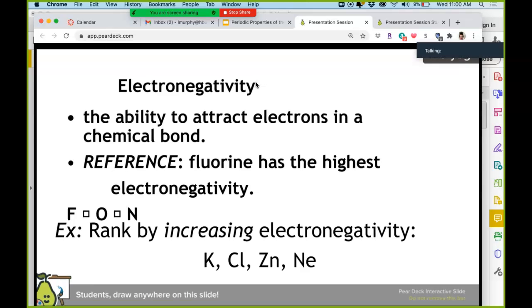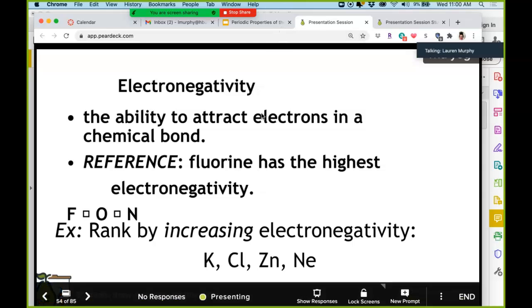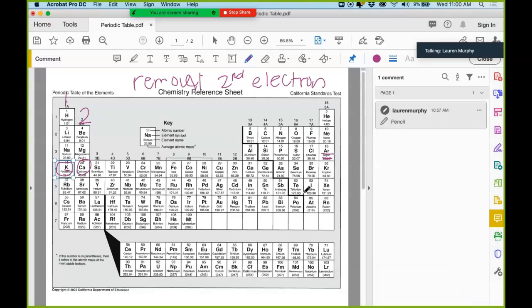Okay? So if you don't remember, hold on one second. We had to do this when we did, what was it called? Oxidation states, okay? The three most electronegative elements on the periodic table are fluorine, which is the most, and then oxygen, and then nitrogen. The closer you are to fluorine, the more electronegative you are, okay? Because the closer you are to fluorine, the smaller you are.